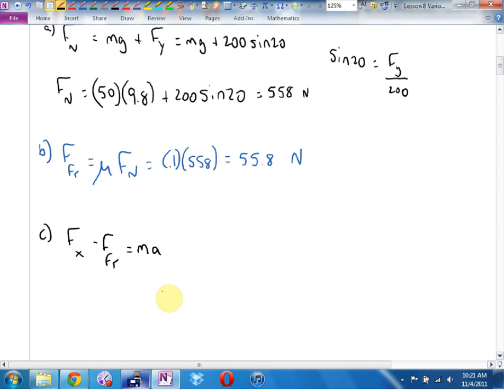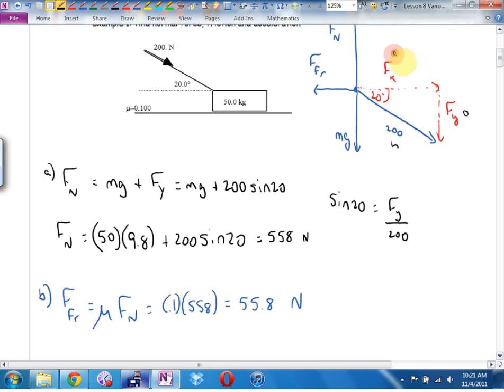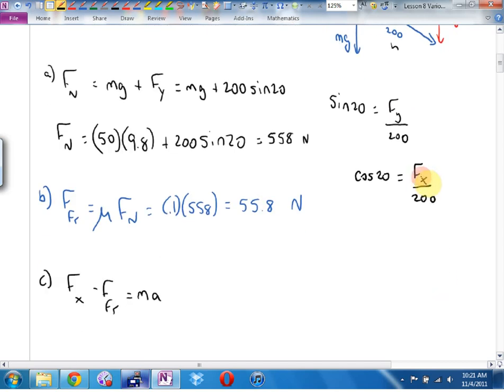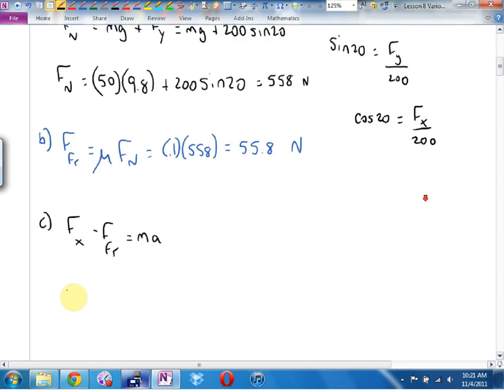Do I know Fx? Gotta do some trig. Adjacent, which trig function? I think cosine of 20 equals Fx over 200. Arvinder, how would I get the Fx by itself? Okay, so you know what? I'm gonna go like this: 200 cos 20 minus friction, and friction was 5.84 if I really want to carry a few extra sig figs. Arvinder, how would I get the A by itself? Let's do that on this line since they said find A. Is that okay? And the mass was 50? Yeah.